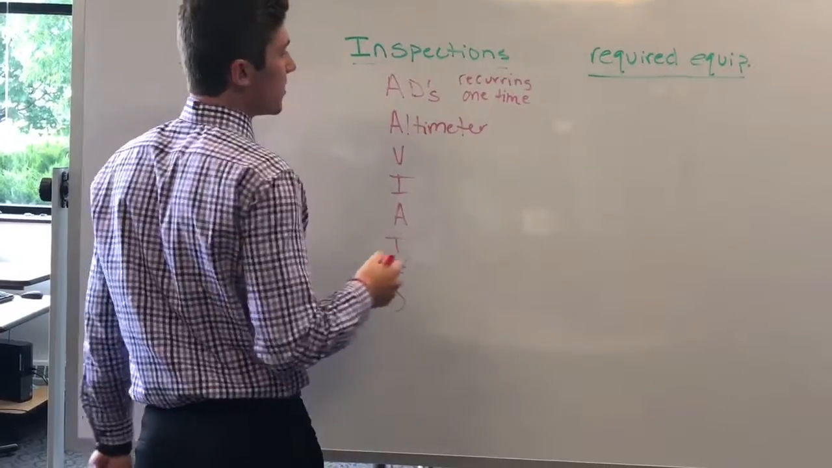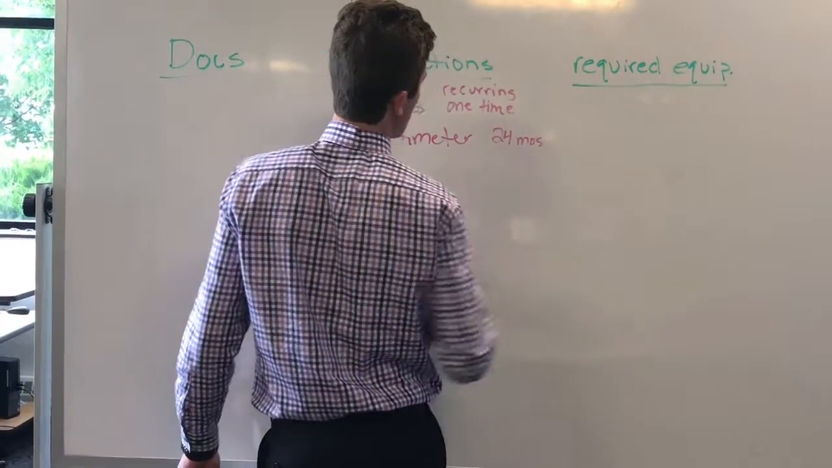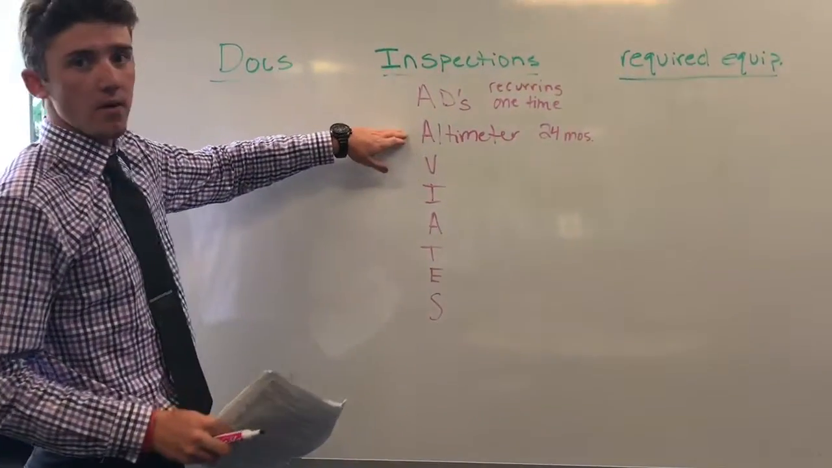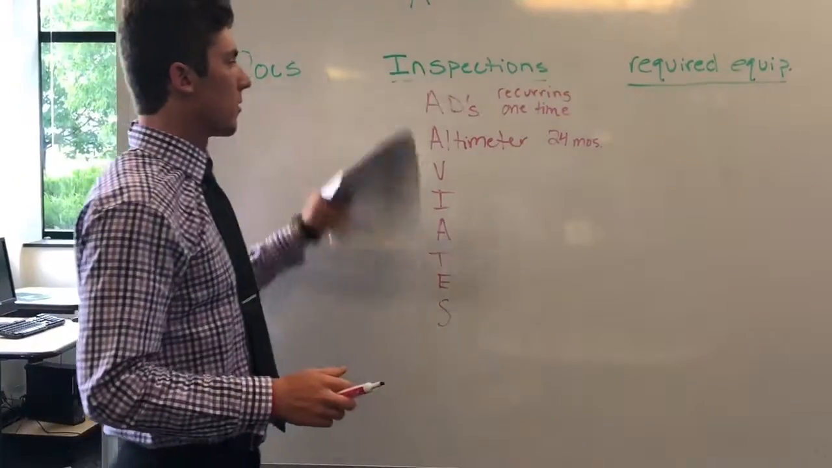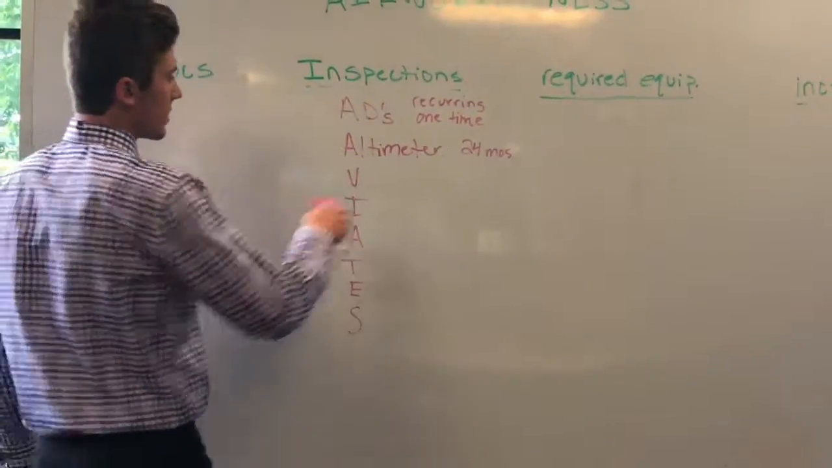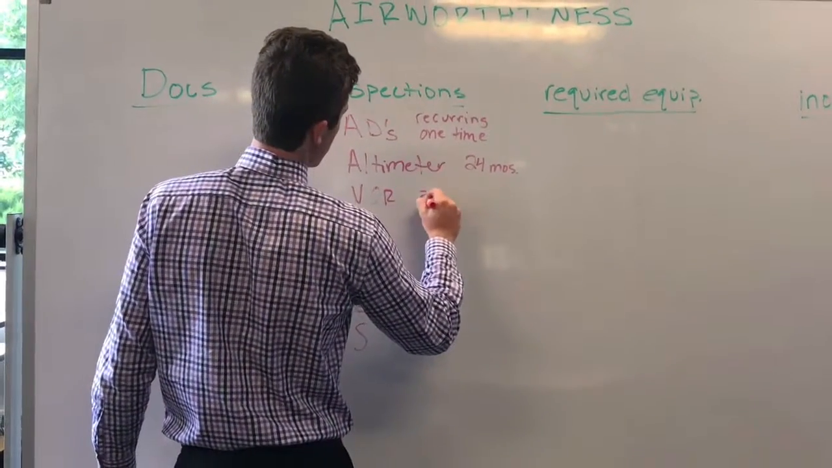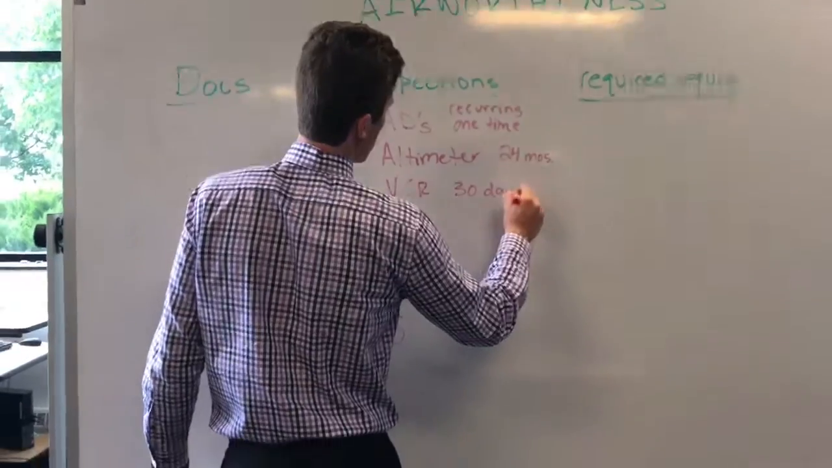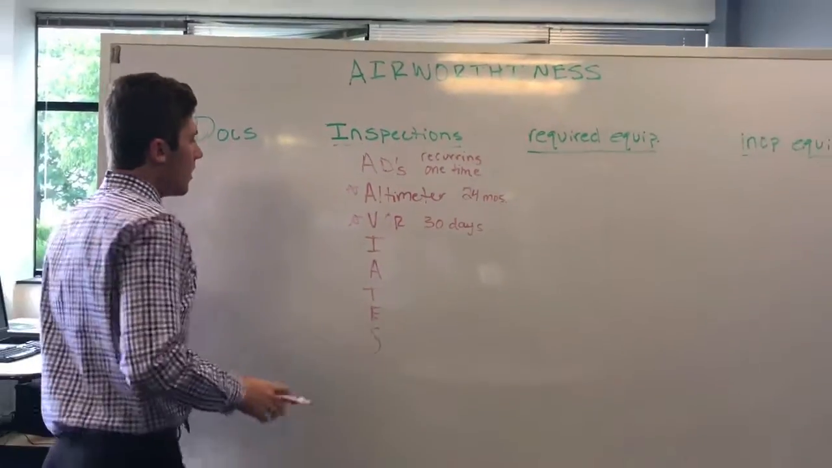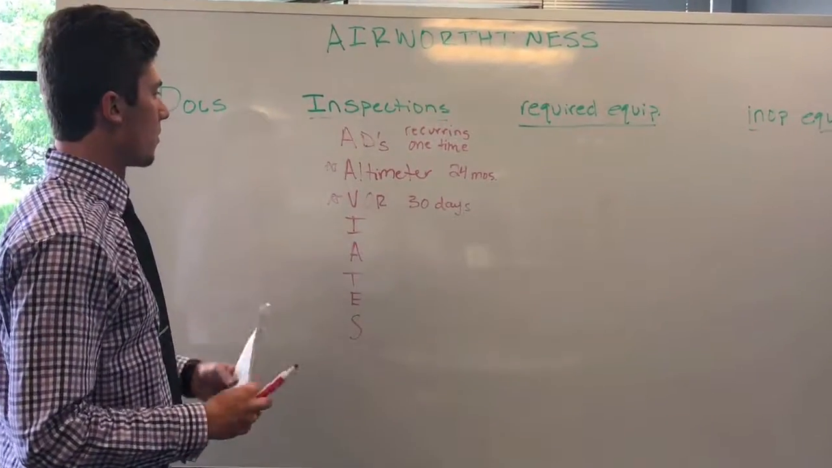The altimeter needs to be checked every 24 months. That is specifically for IFR. There's a couple other ones that are specifically for IFR. So that's every 24 months on the altimeter. We have our VOR, which is every 30 days. This is also specific to IFR. So every 30 days, if you want to use a VOR, it's got to be inspected or tested.